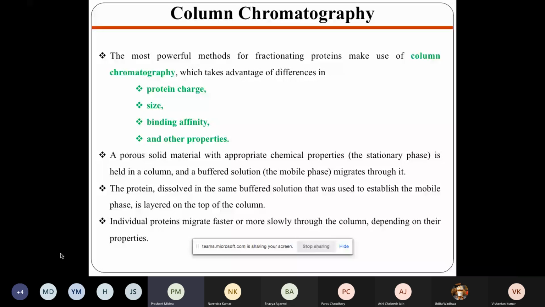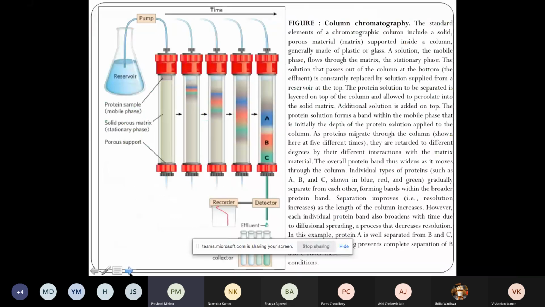Then you can also separate them based on the size. So these two portions we have already covered. And you have seen that if there is a variation in protein charge, what you can do is use ion exchange chromatography.